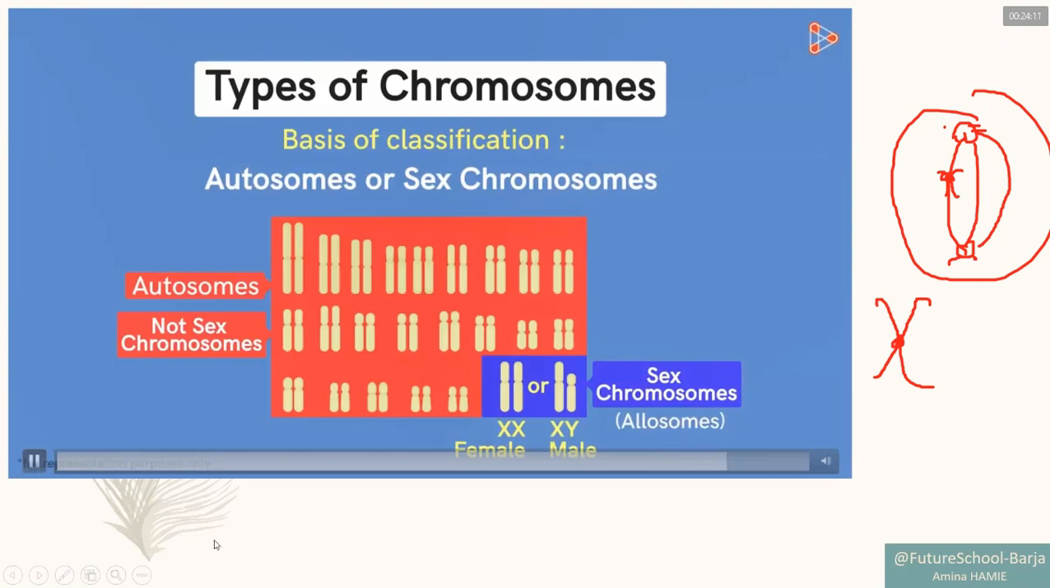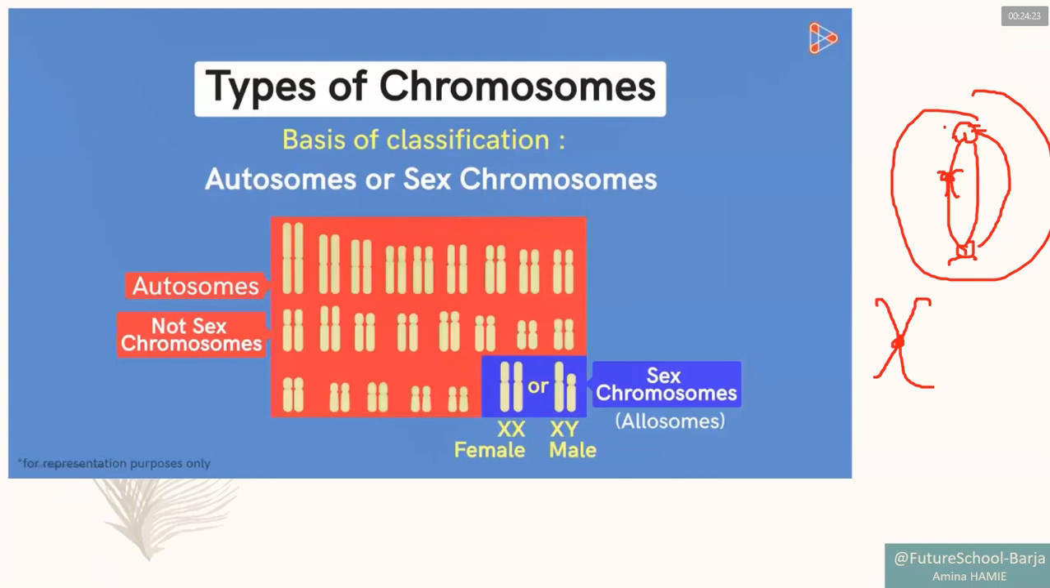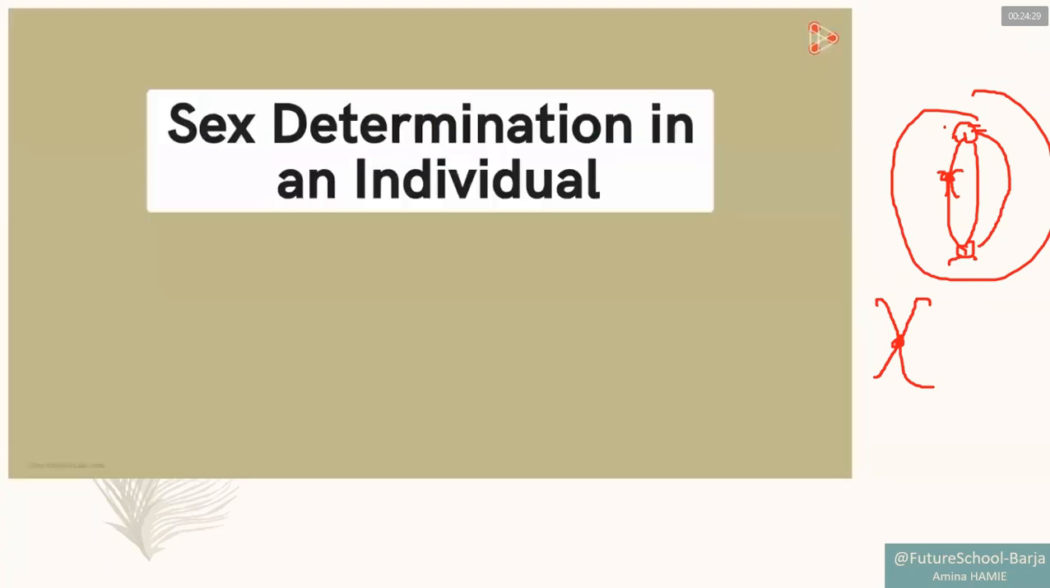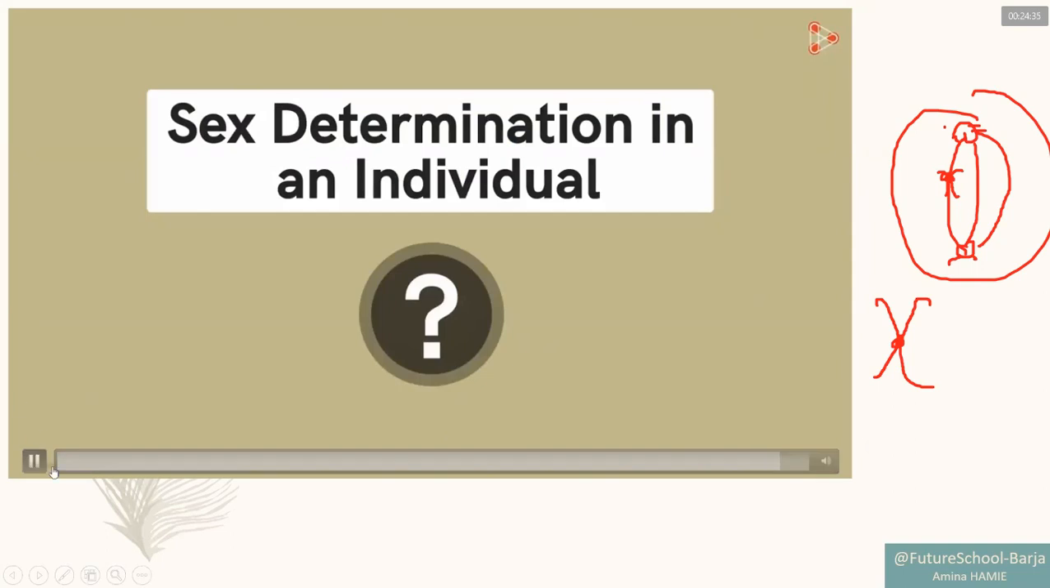The others, which are from the 1st to the 22nd pair, are not the sex chromosomes. This makes them the autosomes. Both contain genes that code for proteins which make up our body. Now that we've understood the various types of chromosomes, can you tell me what helps in determining the sex of an individual? Is it only the chromosomes? Or is it some other factor too?